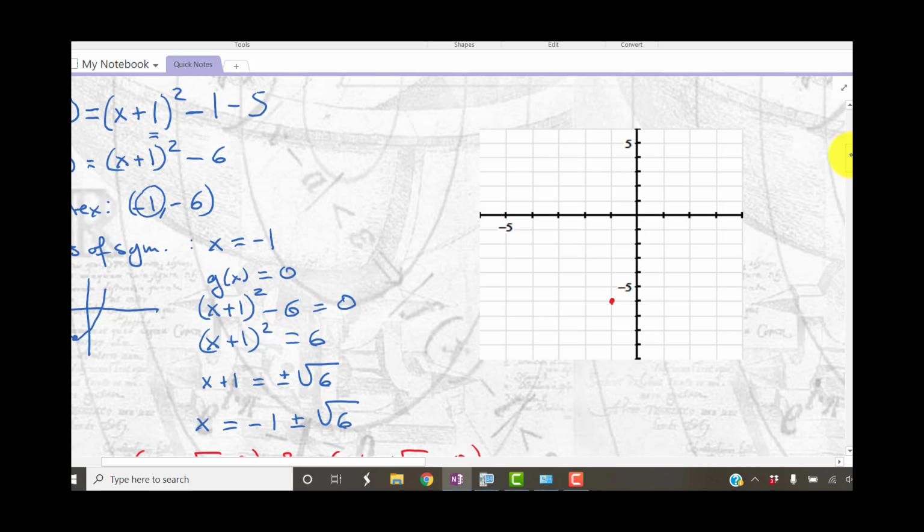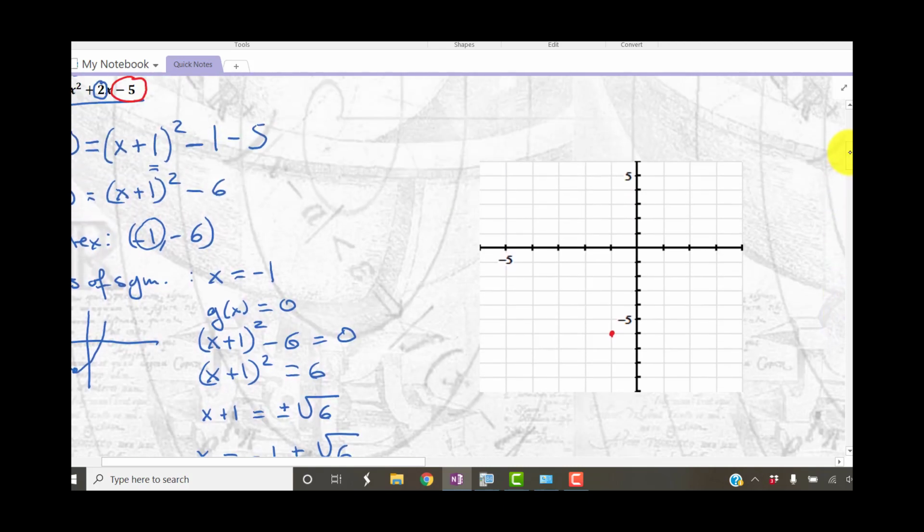My first x-intercept was -1 minus 2.5. So -1 and then 1, 2, 2.5. So it's about here. My second x-intercept is -1 plus 2.5. 1, 2, 2.5 is about here. My y-intercept was (0, -5) right here. Now, don't forget, we also have the axis of symmetry, right? I haven't yet plotted my parabola, but I know this is the axis of symmetry. Therefore, I will have the symmetric point of the y-intercept on the other side of the axis of symmetry right here.